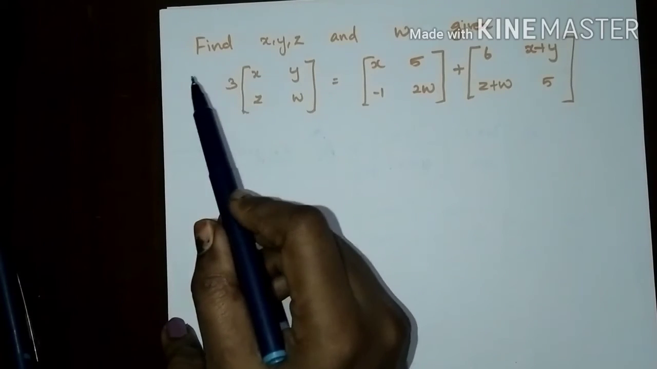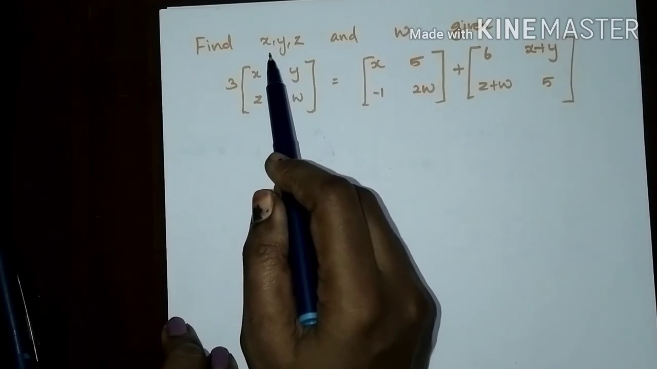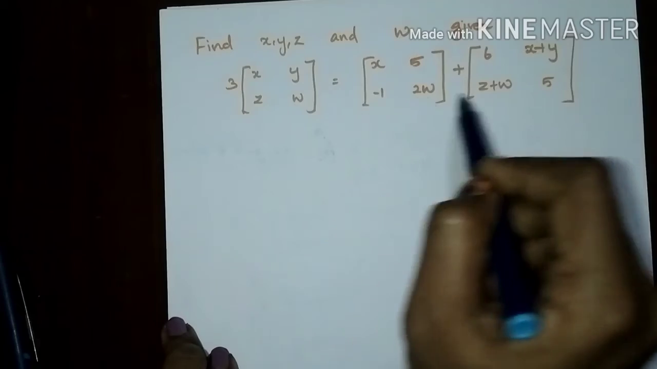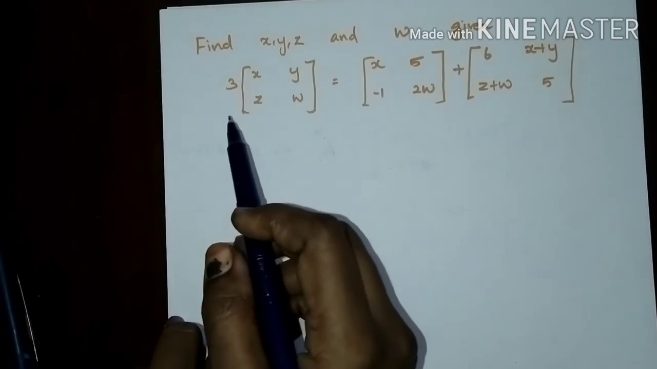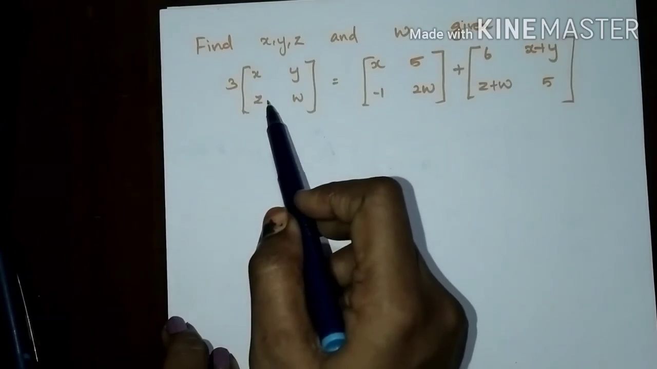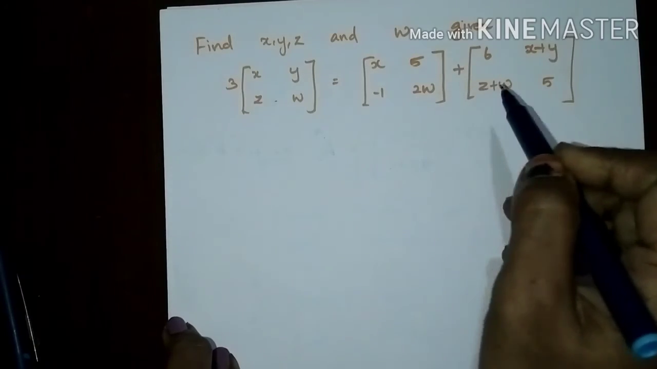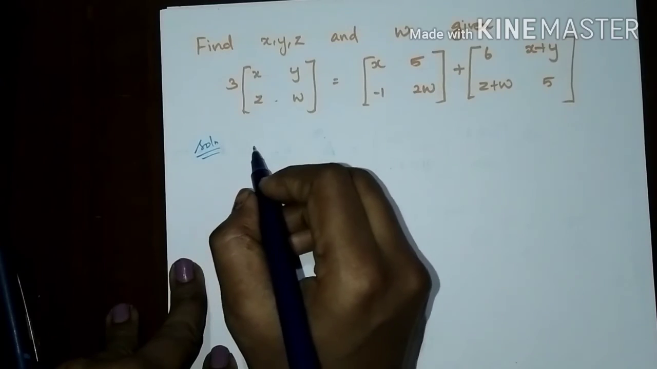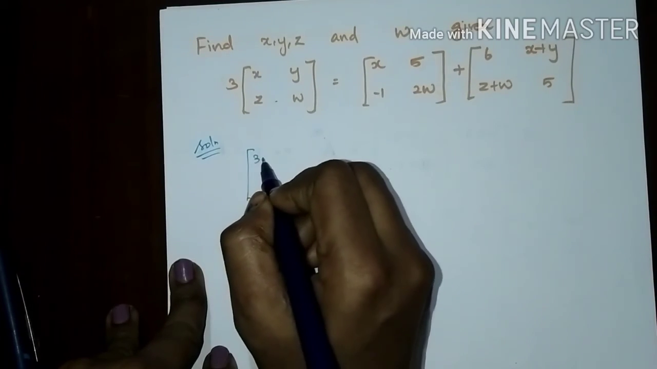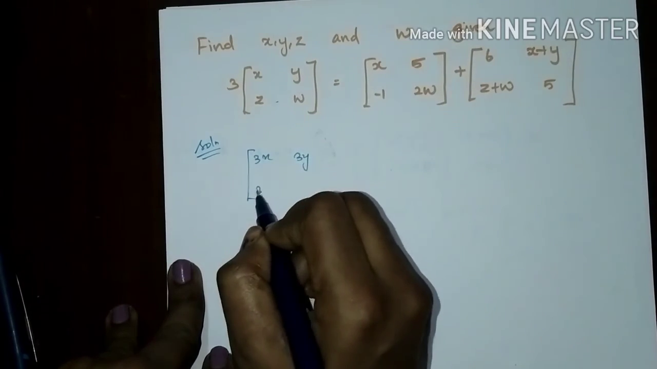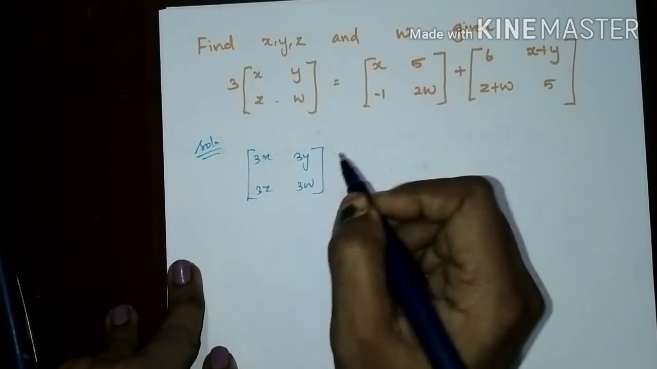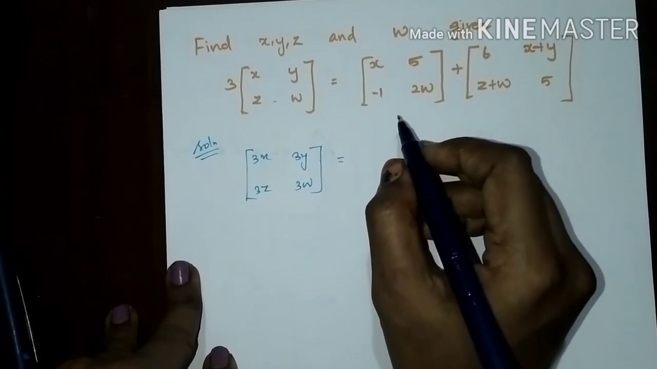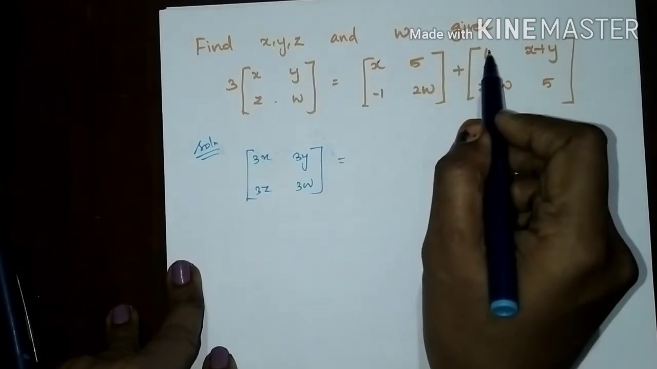See this problem, they have asked us to find the value of x, y, z and w where the given matrices are like this. We can use the operations of multiplication of matrix by scalar and addition and subtraction of matrices. If we multiply this value, we'll get a matrix on the LHS as 3x, 3y, 3z and 3w. This is the property of multiplication of a matrix by a scalar. Now we have to add the corresponding elements.